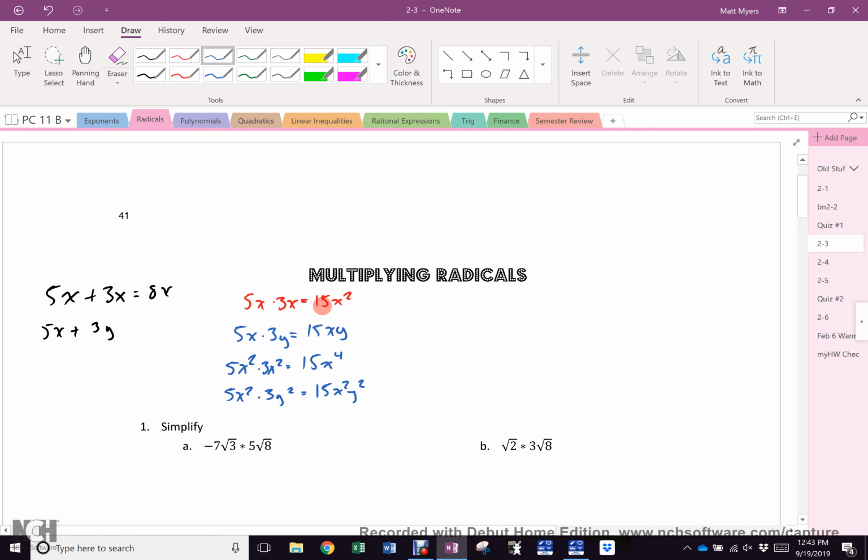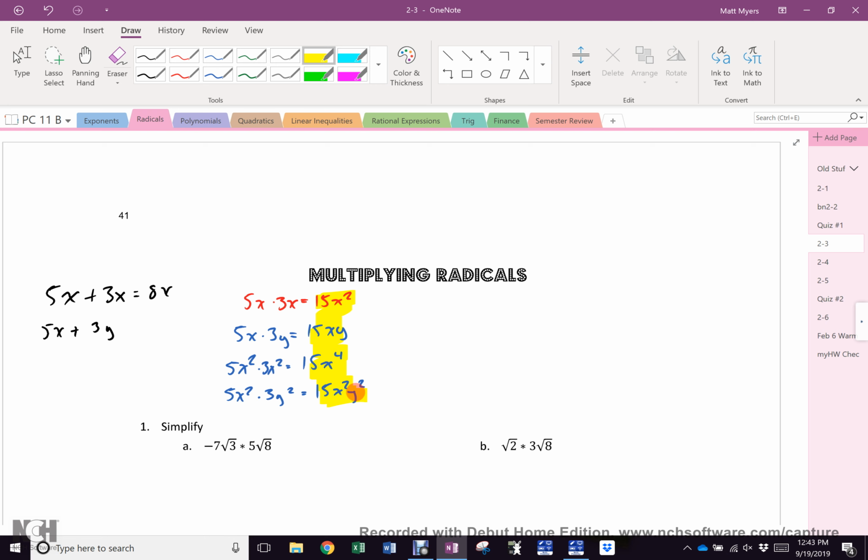Why does all this work? Why is this like it is? It's just how we multiply, right? How did you know that everything highlighted was that answer? What did you do to get there? Multiplied what? Coefficients together, and what else did you multiply together?